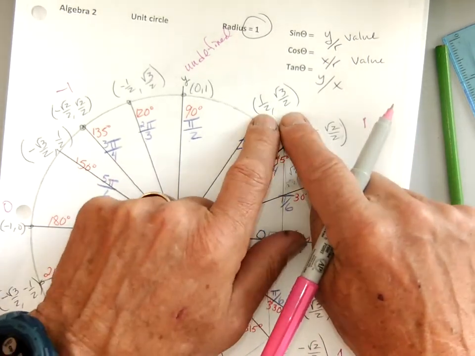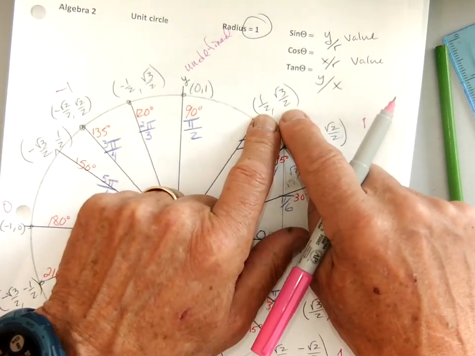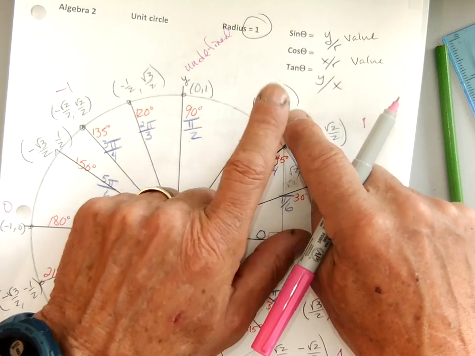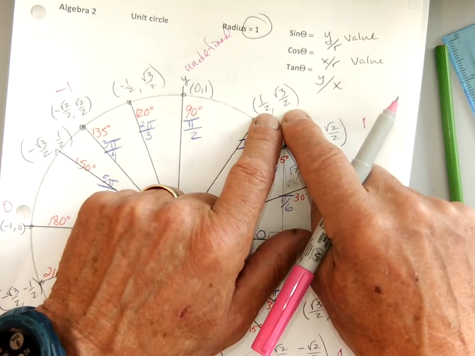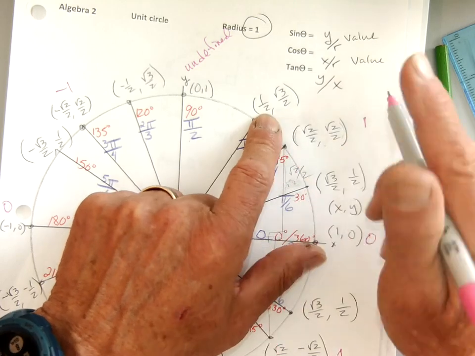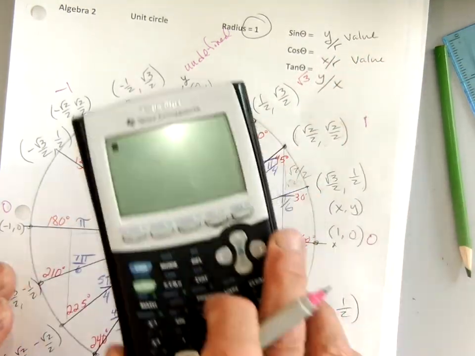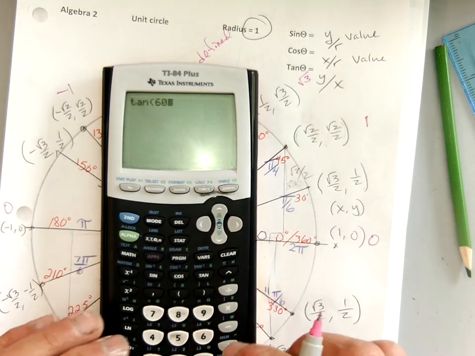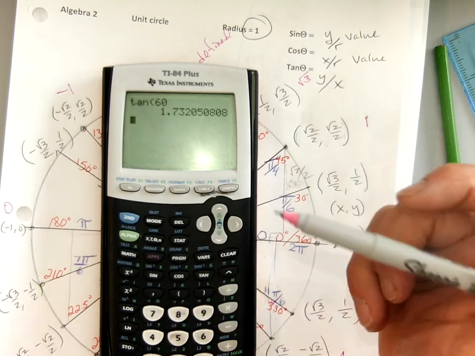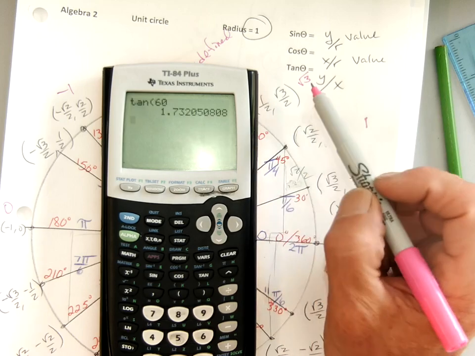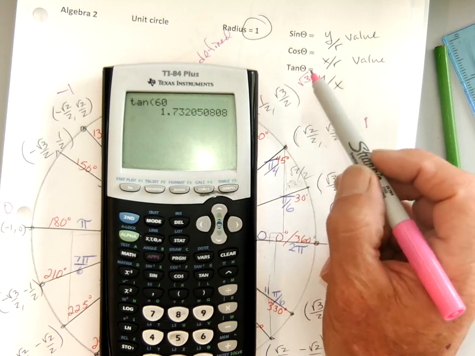At 60 degrees, square root of 3 over 2 divided by 1/2 is square root of 3 over 2 divided by 1/2. I could do the invert and multiply, but I'll do it for you, okay? It's just square root of 3. So the tangent of 60 degrees as a decimal is 1.73 and so on, but that is the square root of 3.